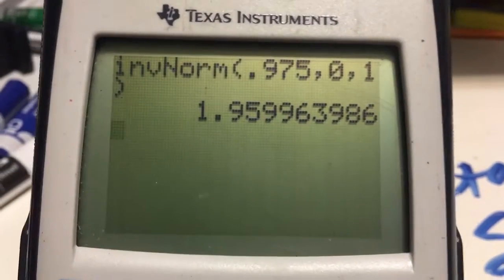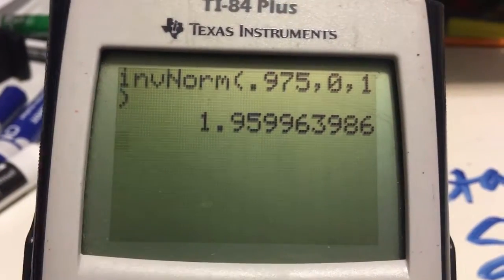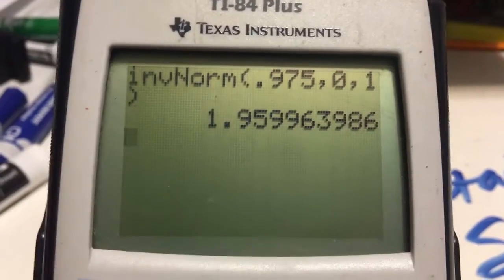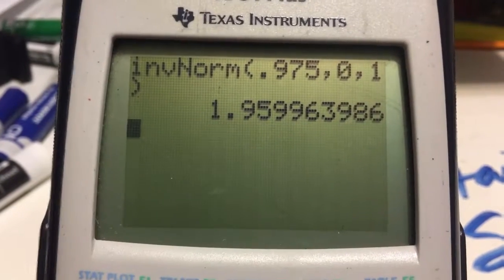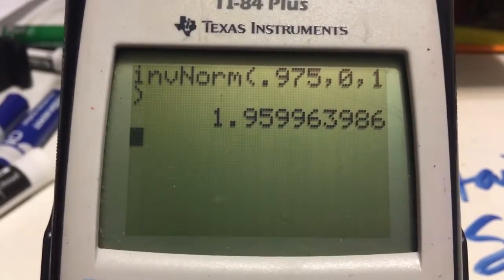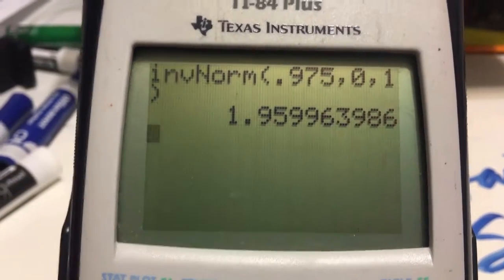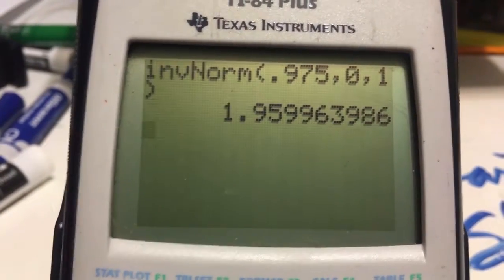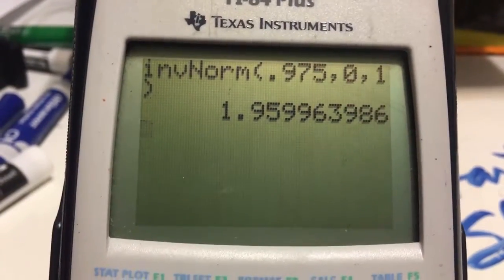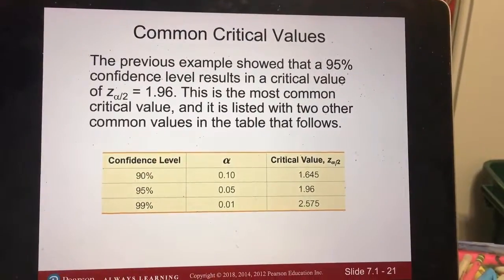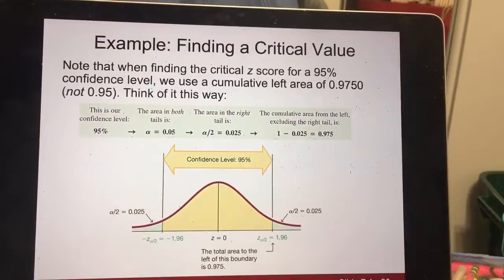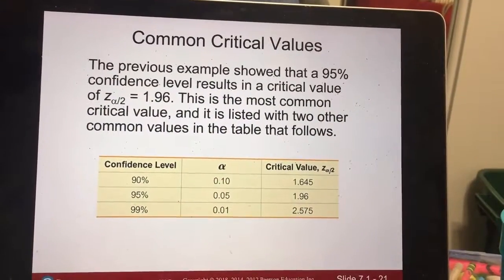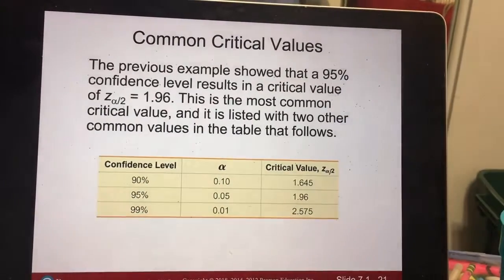Here I just entered the inverse normal of 0.975, which is the area to the left, comma 0, which is my standard normal mean, and 1, which is my standard normal standard deviation, and I get 1.9599996, which is 1.96. The next slide gives you the common critical values again. So this was the picture. There's another common critical values chart, and you can see the 95% is 1.96.